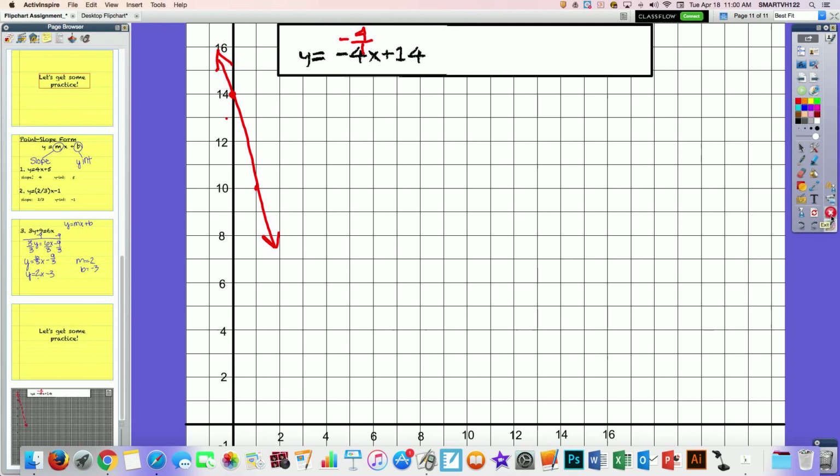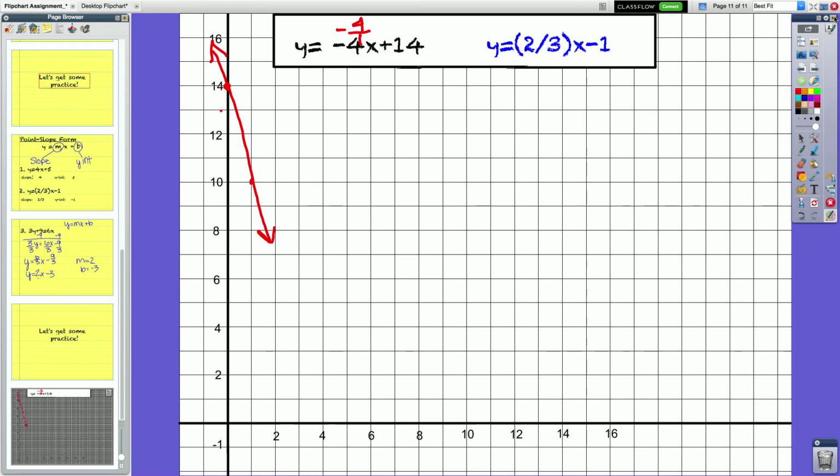So with the second one, we've got y equals 2/3 x minus 1. So we start out with the y-intercept of -1, which is down here. And then we go up 2, because it's rise over run. There's 1, 2, and then over 3. 1, 2, 3. So there is our second one.